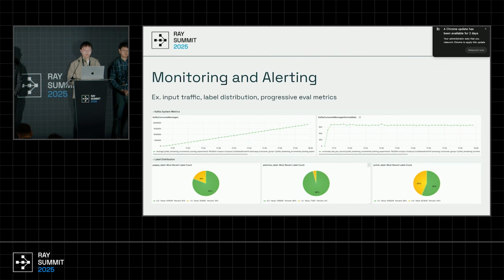Here are some common alerts we have set up. For example, input traffic monitors the QPS of training data, and we can also look into how many offsets we have been lagging behind. Label distribution is used to monitor whether the sampling rates are correct. And we also have metrics set up for real-time progressive evaluation.